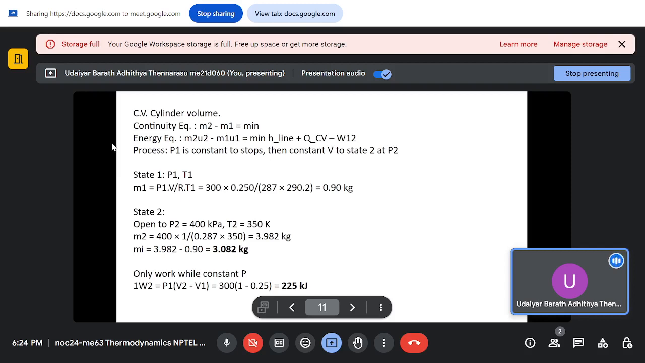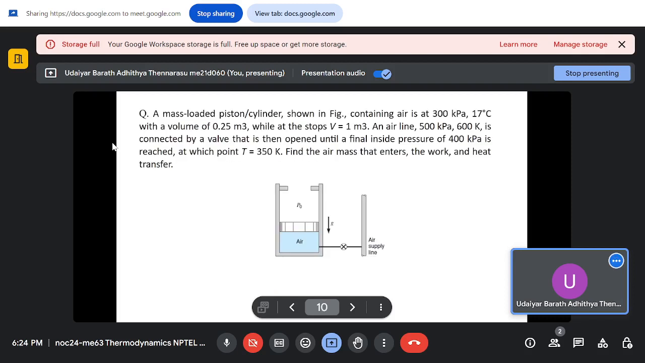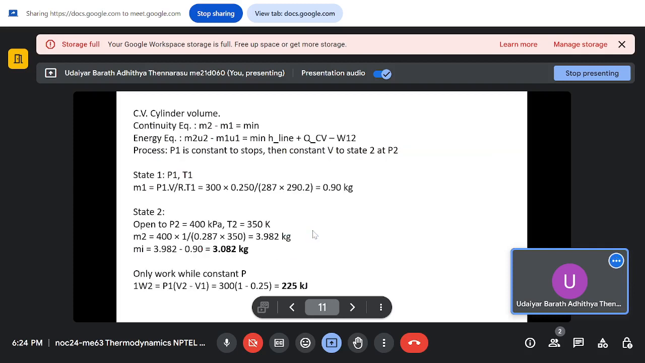So two types of process happen. Initially, when the piston is moving till it reaches the stop, your pressure is constant, and then when it reaches the stop, your volume becomes constant and your pressure starts increasing.